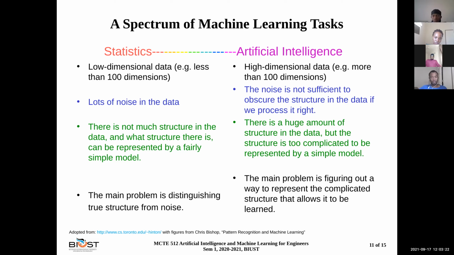Next, for statistics, the main problem is distinguishing true structure from noise. You have to be able to find what is the true structure and reject the noise, to tell that this is the structure and that is the noise. That is important for statistics. Well, for artificial intelligence, the main problem is figuring out a way to represent the complicated structure so that it can be learned. So how is this different compared to distinguishing the true structure from noise?